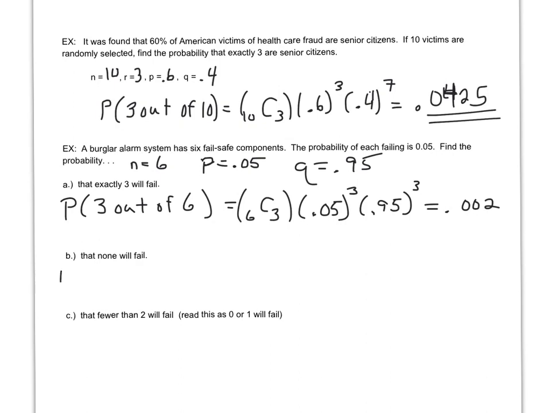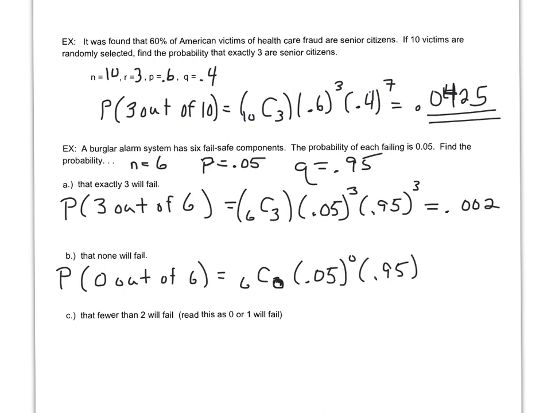So if we look at B, we have the probability of 0 out of 6 failing. We want them all to work, essentially. Same idea. We'll do 6 choose 0 this time, times 0.05 to the 0, because we want none of them to fail, and 0.95 to the 6, because we want them all to not fail. If we do that, I get a probability that is very high, which is good because we don't want these to fail, 0.735.